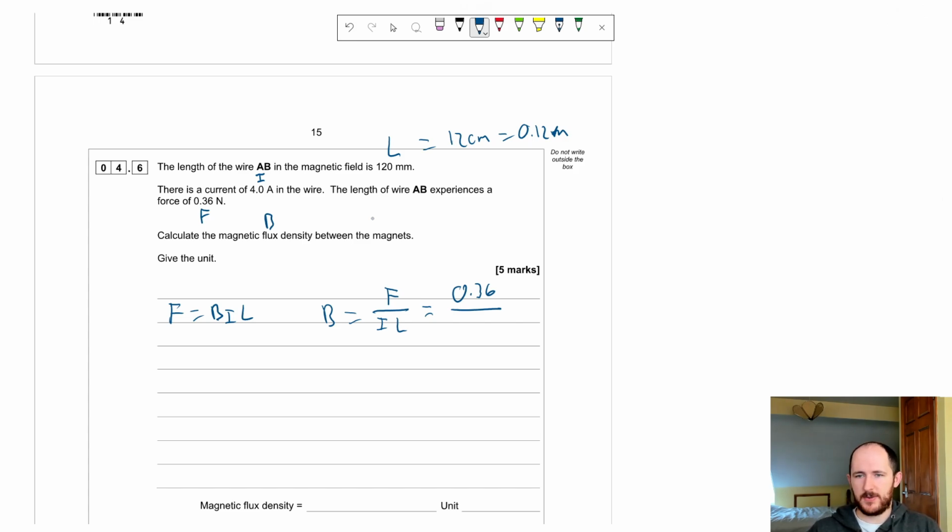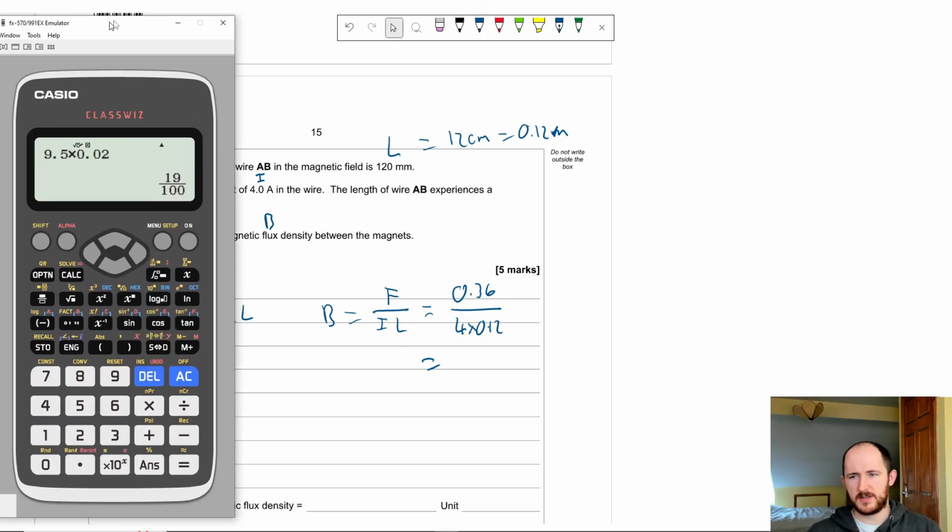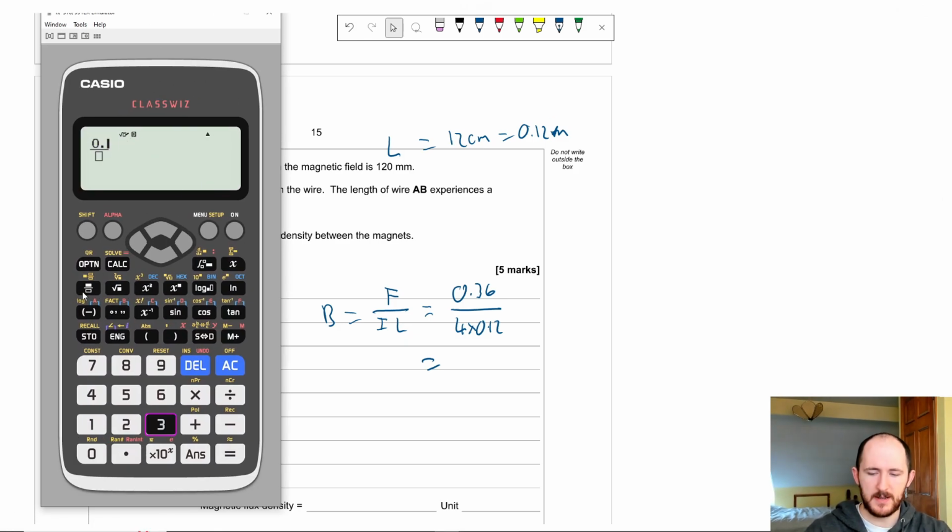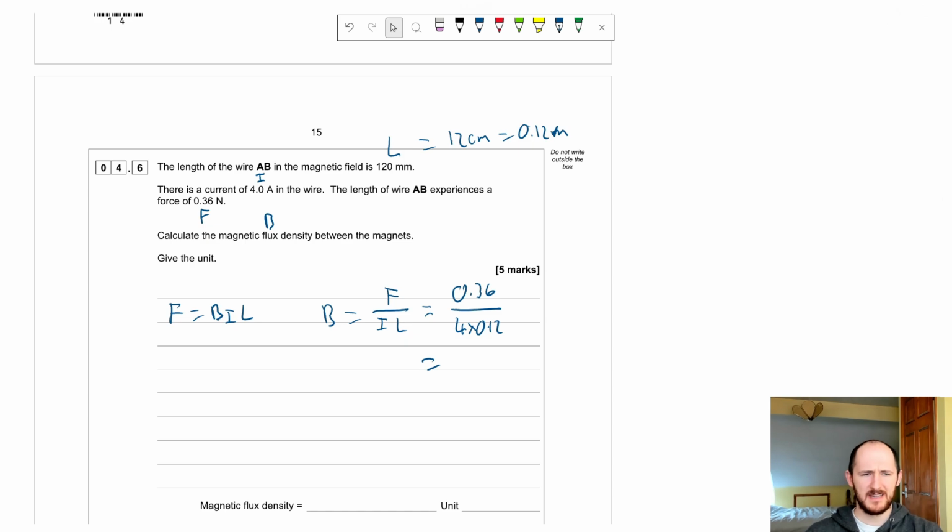IL, so let's do 4 times 0.12. So that'd be 0.36 over 0.48. That would just be 3/4. 0.75? I'm pretty sure it's 0.75. But let's not be arrogant. We have a calculator, so let's use it. Too easy. Now, that actually gives us 4 marks because we have to give the unit.